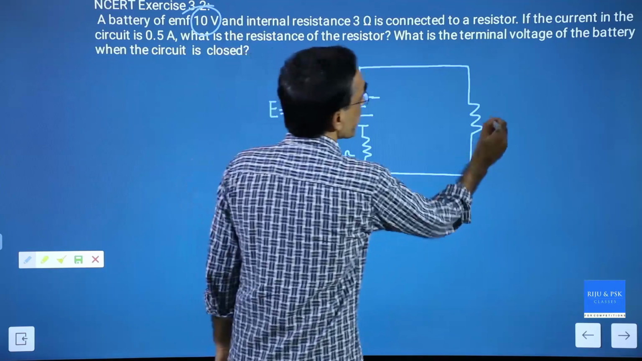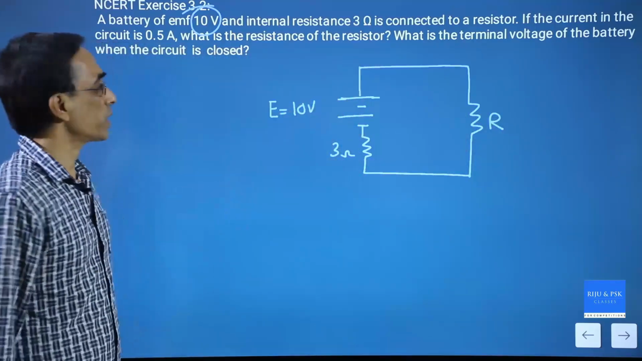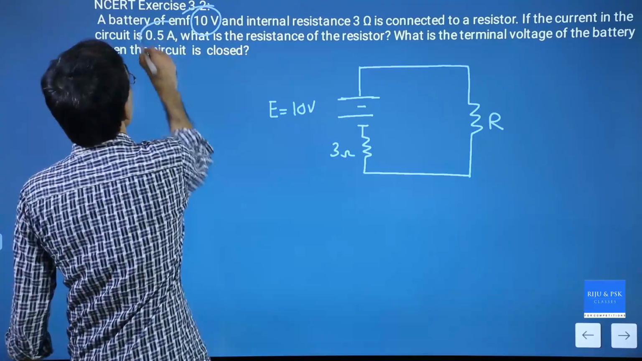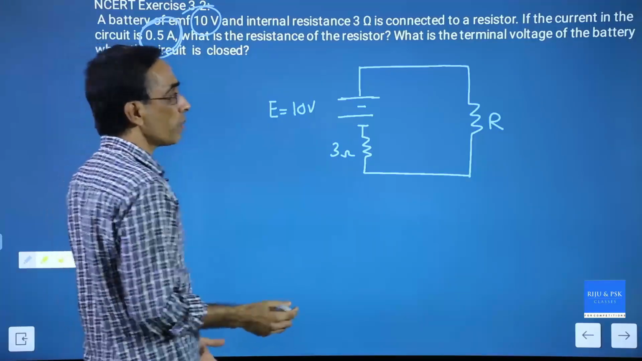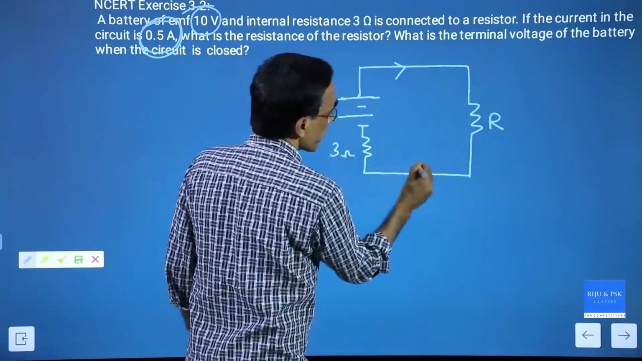So this is the external resistance whose value is not given. Bad people, they did not give you the value. But they said something. The current is 0.5. How to mark current? This is the positive terminal, so current should go from positive to negative like this.